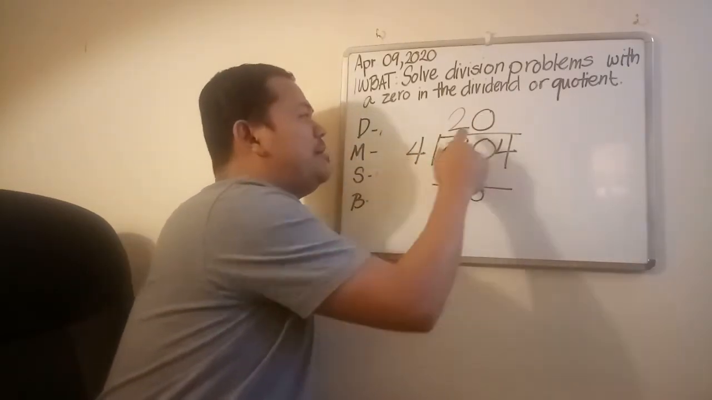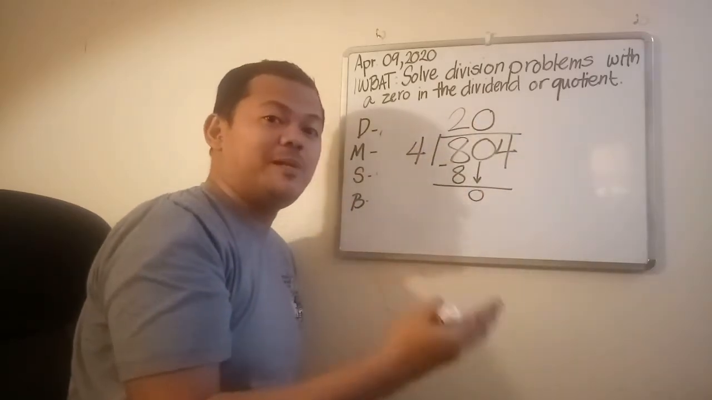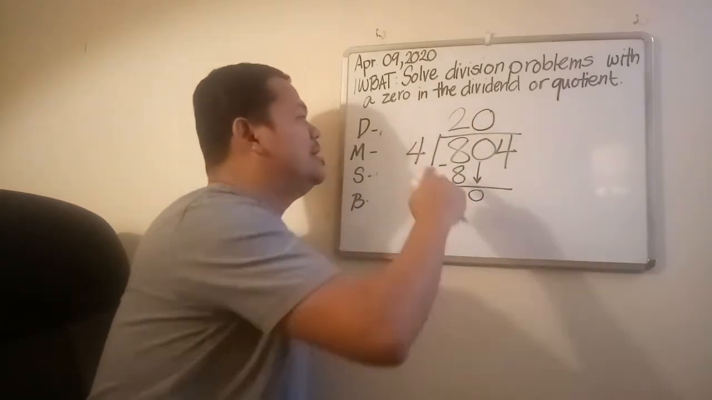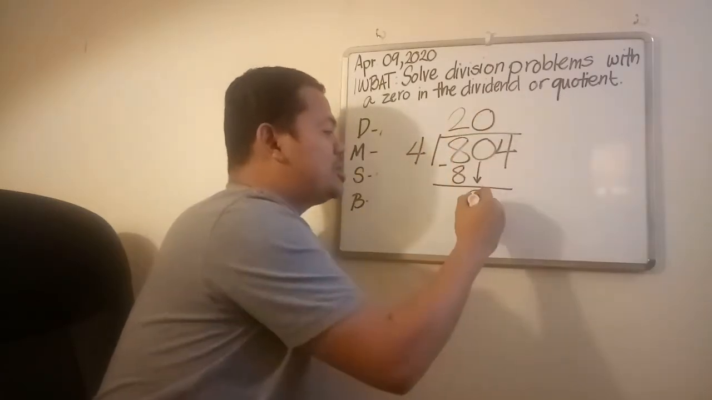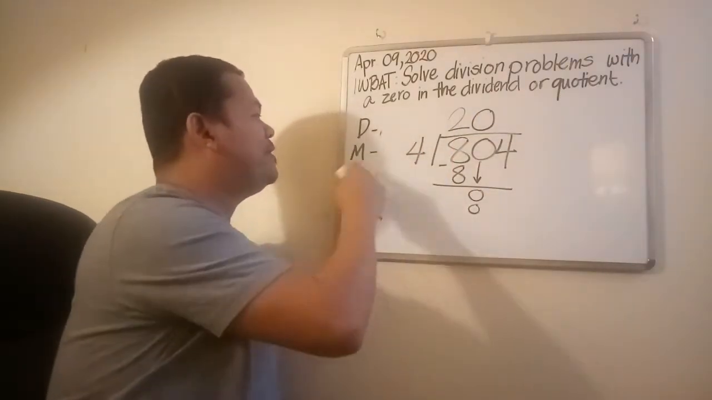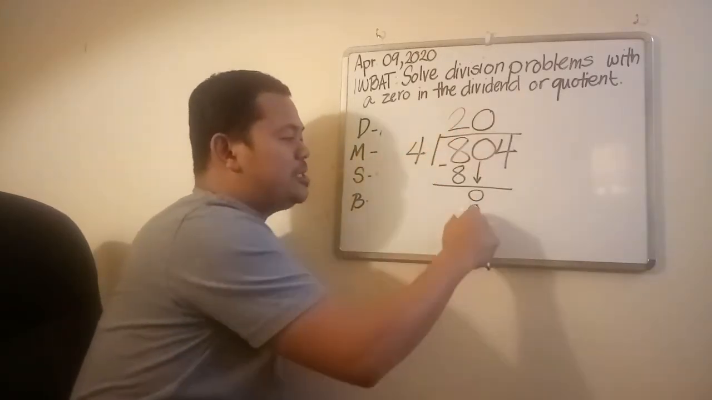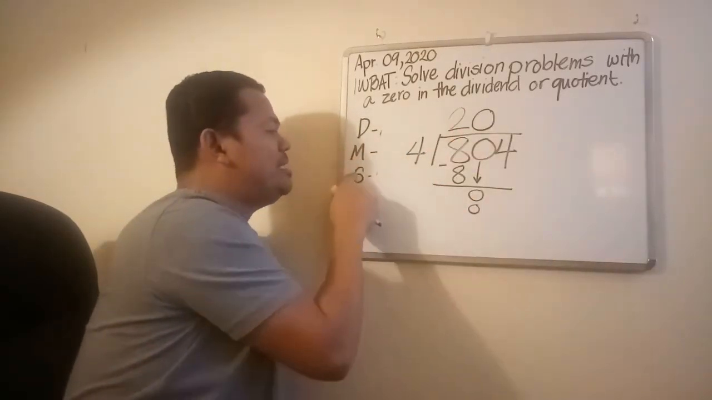So 4 times 0, how much? Any number you multiply by 0 will be 0 again. So 4 times 0 is equal to 0. Okay? Now, after we multiply, 4 times 0 is equal to 0. After we multiply, what's next?